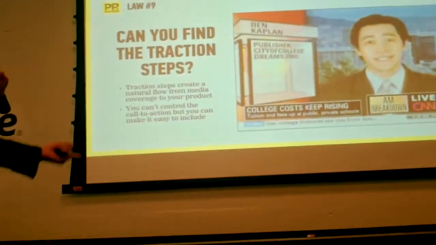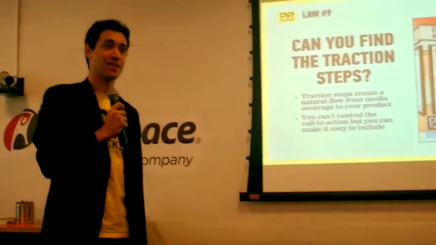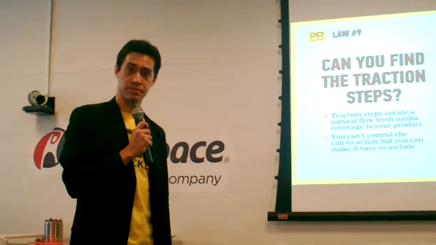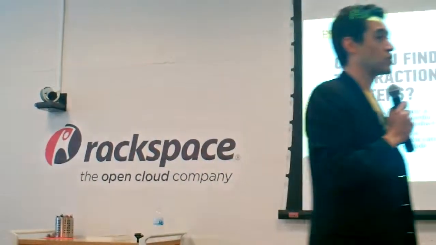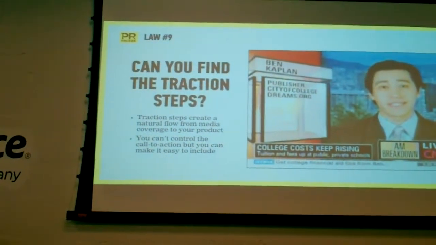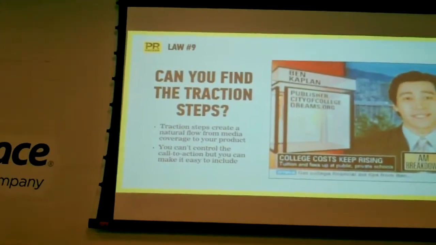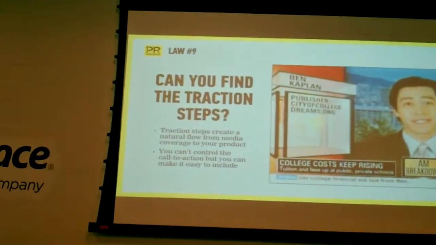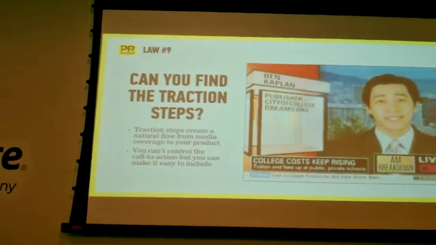What is that? Sure looks like a web address. Someone can probably type it in your browser or they go to my web page. That's actually my job title, is what that is. So when you go on TV, you can choose. They ask you, what's your byline? What's your title? I could have been scholarship expert. That's what they suggested. I could have been author of How to Go to College Almost for Free. But I chose publisher, cityofcollegedreams.org. Right? So that's a traction step.